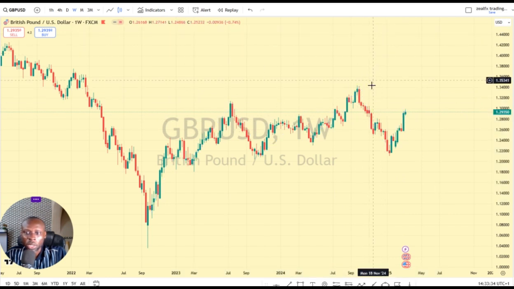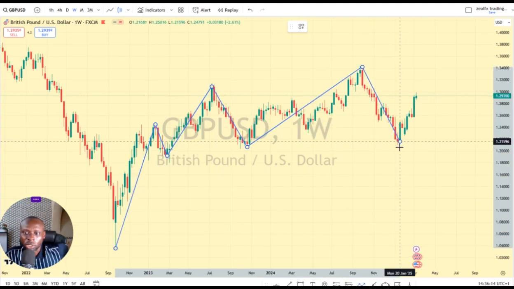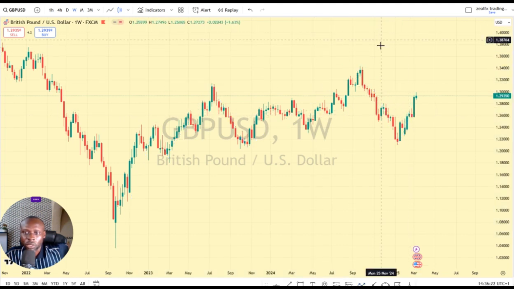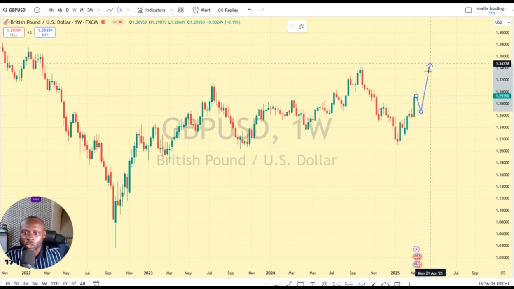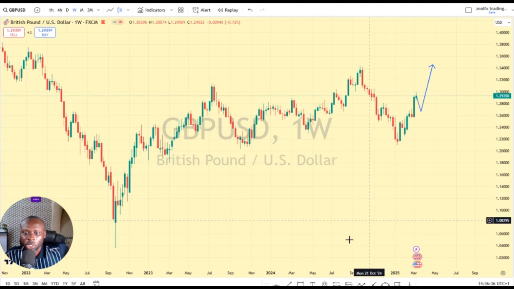So let's look at what we expect this week on the British pounds USD. Look out for selling opportunities. What we expect this week, we expect price to drop on the British pounds USD. We expect price to do a retest of this zone. A break of this zone will push lower, but if price fails, we'll see a resumption of the uptrend for the British pounds USD.